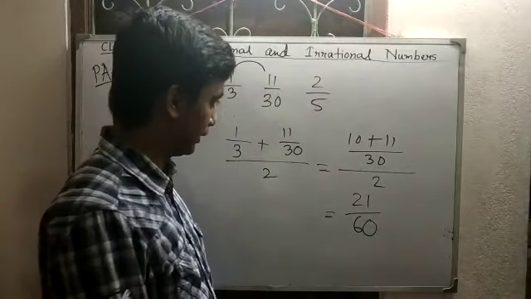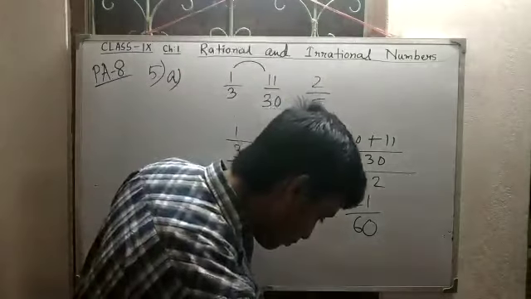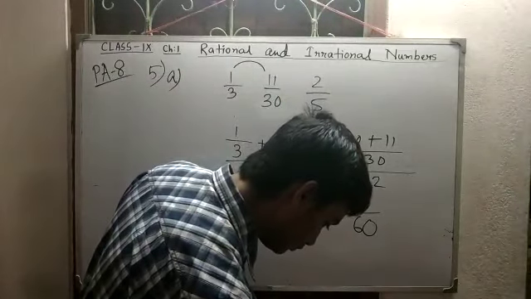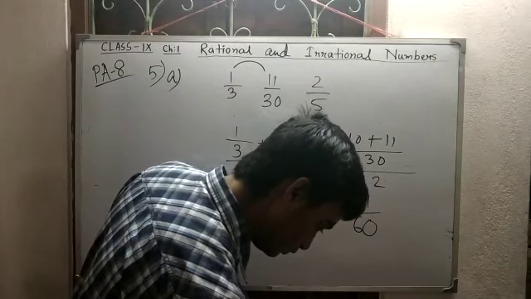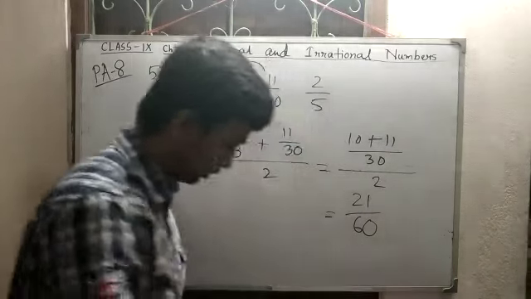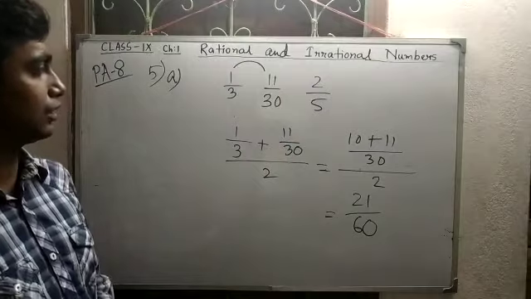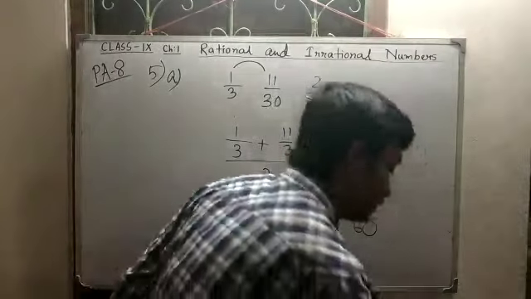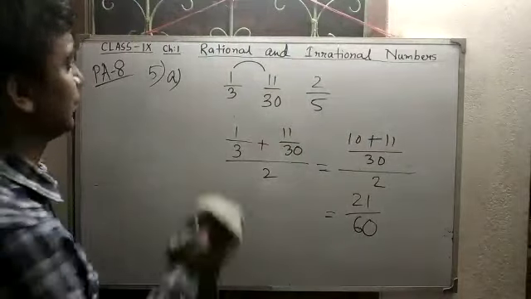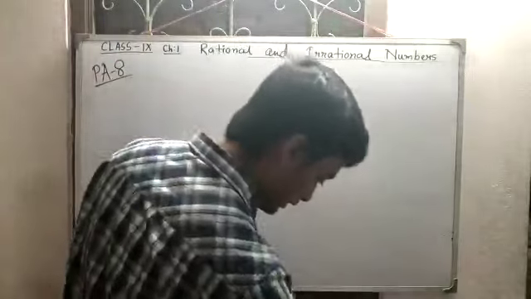Only this. Then comes the number line, like you have done in previous classes also. It was in class 7. So it is also very much easy.